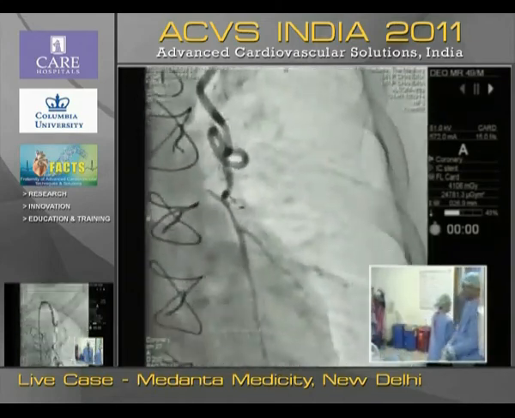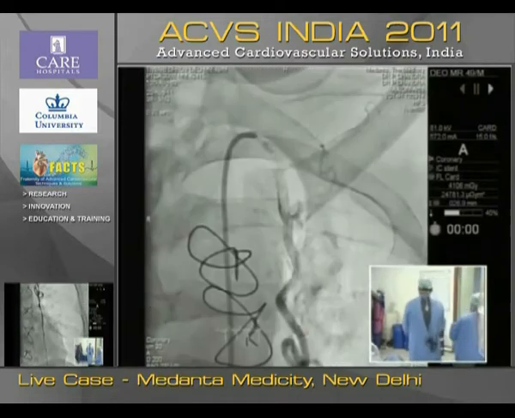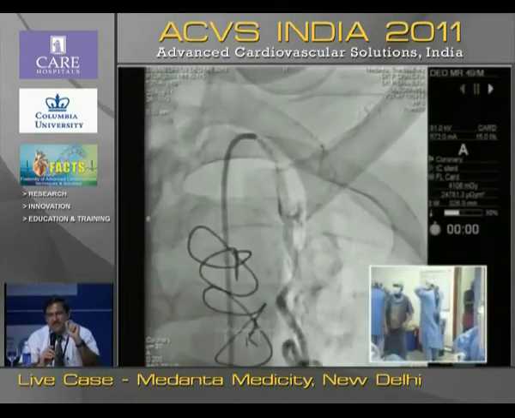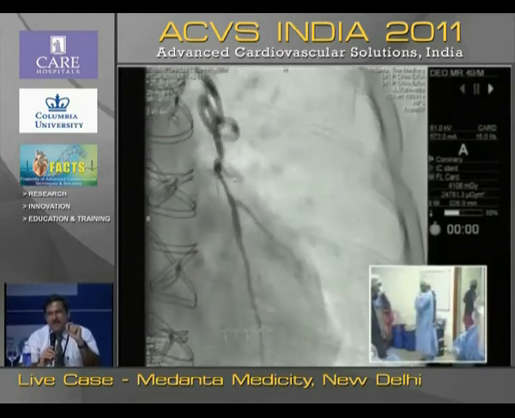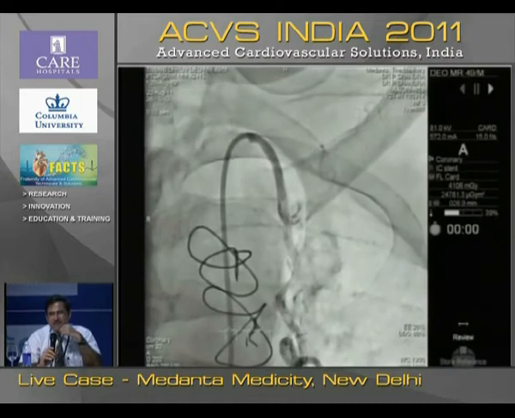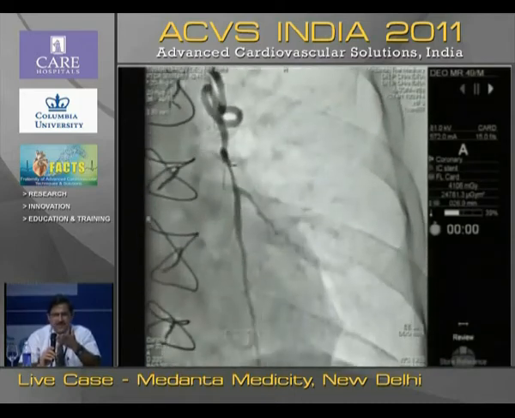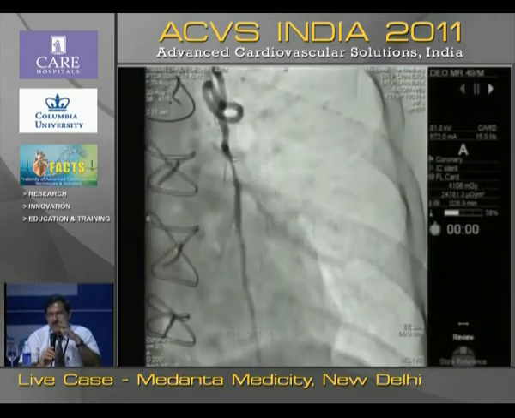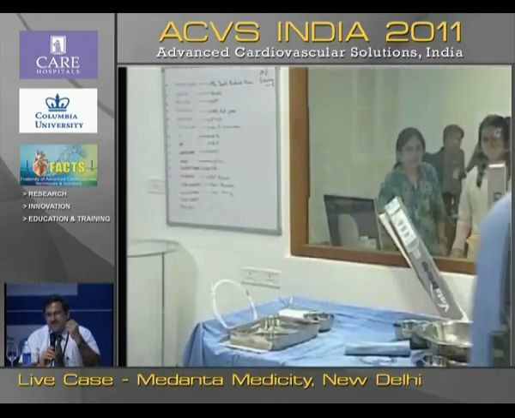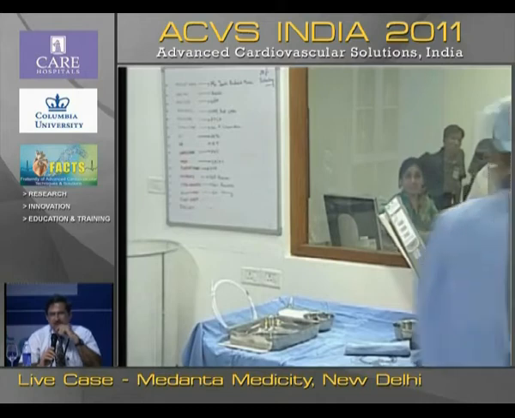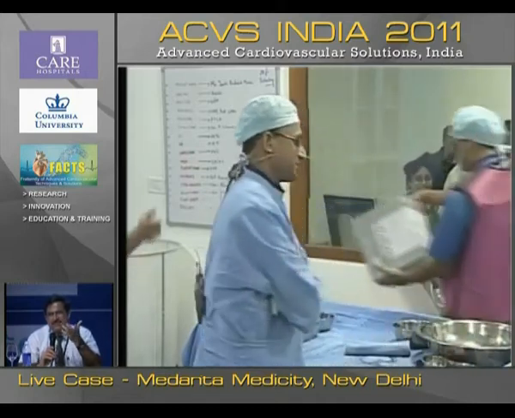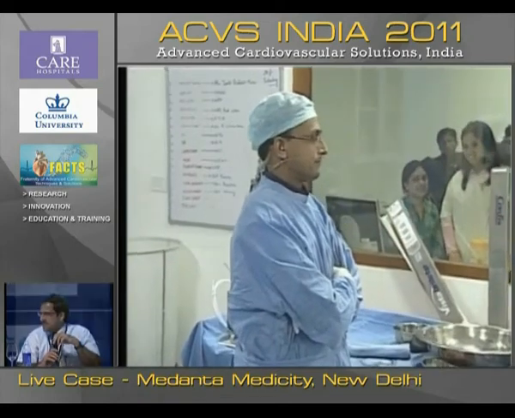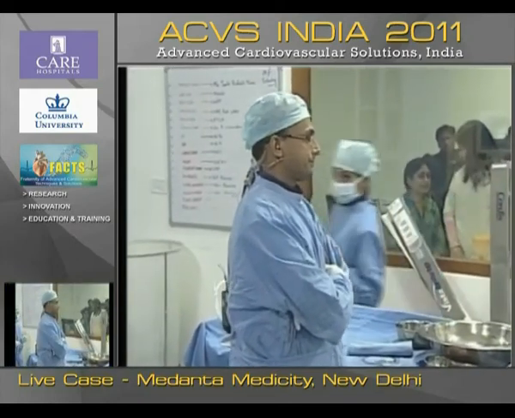Okay, ready then? Though this case had to be abandoned, it's a good demonstration of the difficulties of doing intervention on the LIMA. The tortuosity and all those are very, very challenging. Fortunately, the lesion doesn't look very critical here, so nothing is lost. But before considering intervention on LIMA to LAD, these are the practical difficulties one has to consider. You encounter the same difficulty in any tortuous lesion, whether it's a native vessel or a graft.